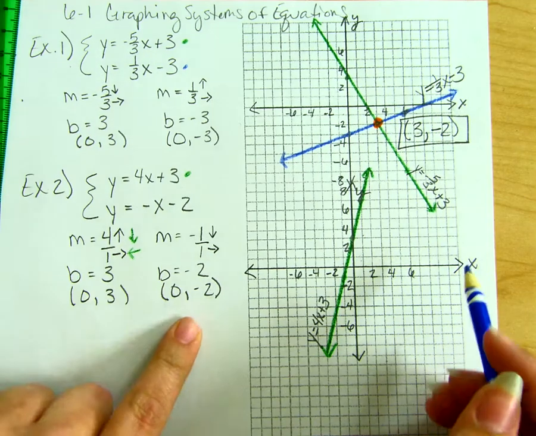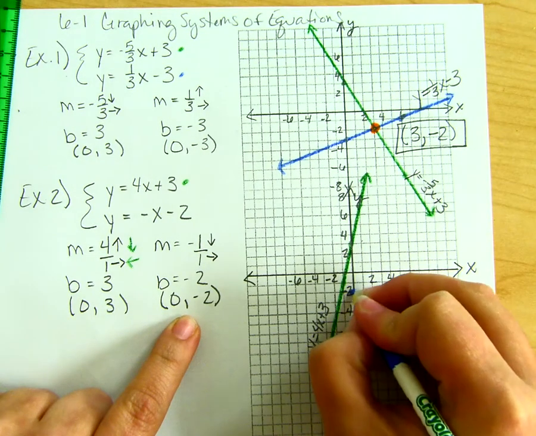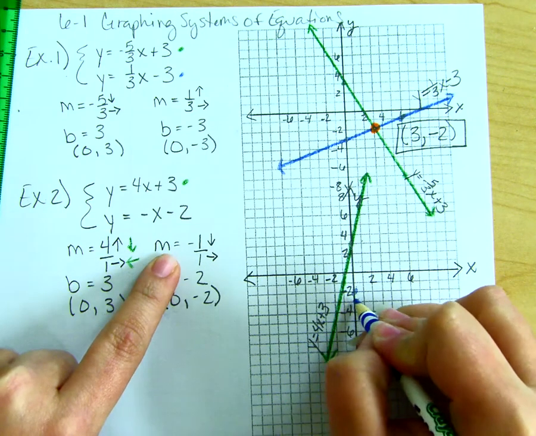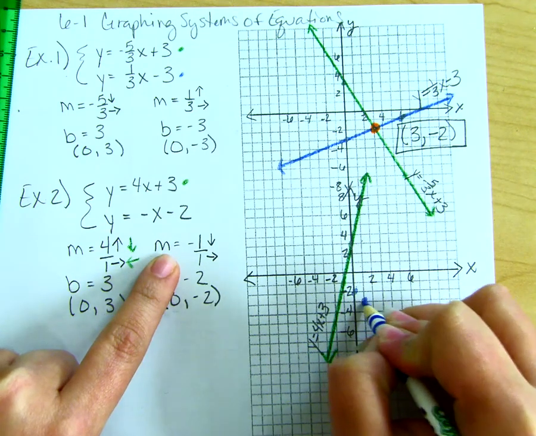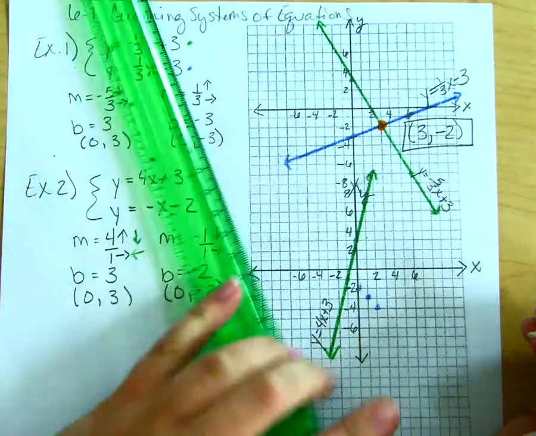Then I'm going to graph the second equation. This time it starts at a -2. So -2 is right here on the y-axis. My slope tells me to count down 1 to the right 1. Down 1 to the right 1. I have 3 points, so I can draw my line.